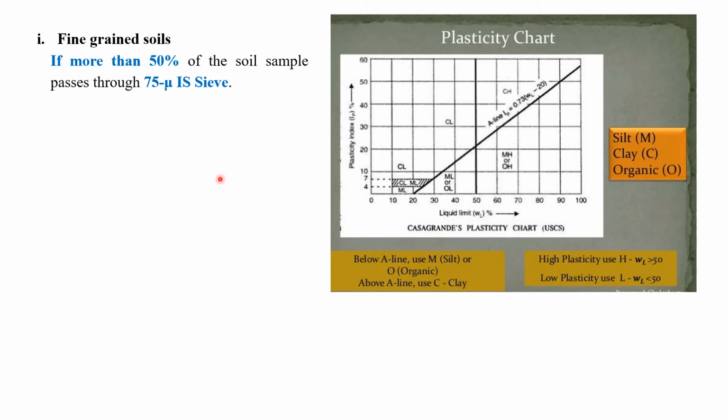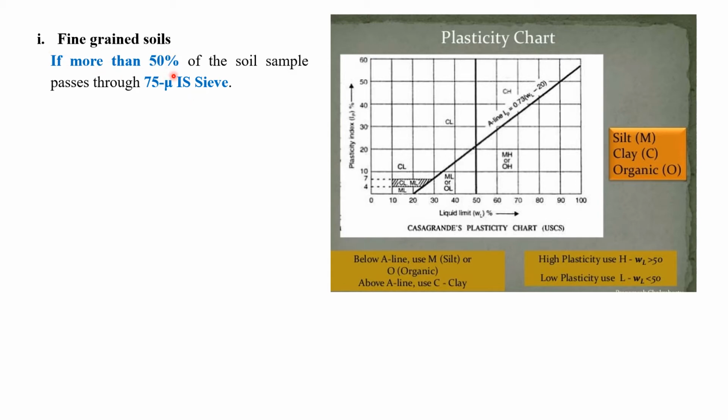For fine grain soils, it says that if more than 50% of the soil sample passes through the 75 micron IS sieve. Suppose you collect a soil sample of 500 grams and sieve it through the 75 micron IS sieve, and more than, suppose, 80% of the soil is retained on this 75 micron sieve, 80% of 500 grams, that means 400 grams is retained on it. In that case we can say coarse grain soil, but here it says more than 50% passes.